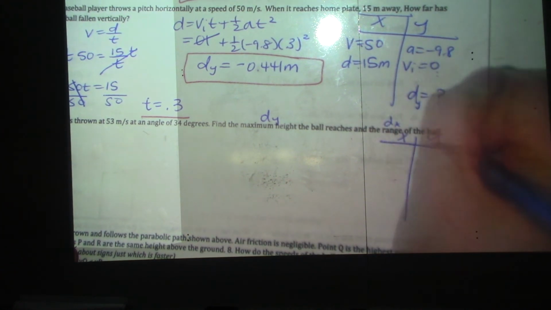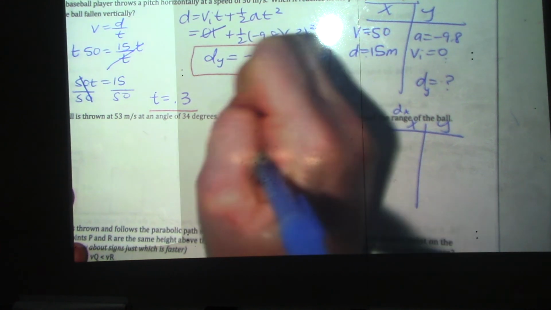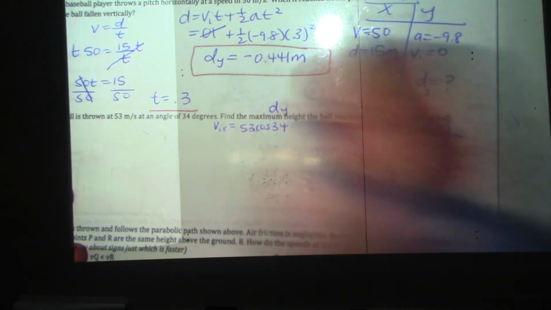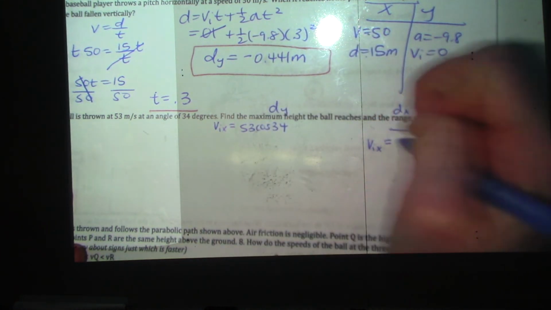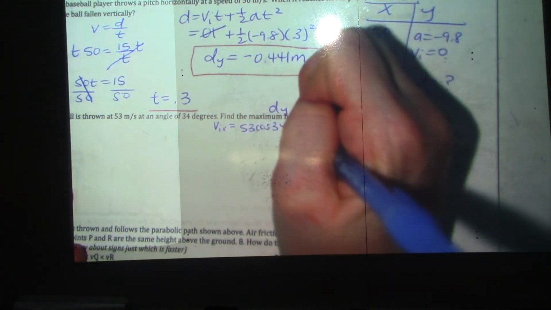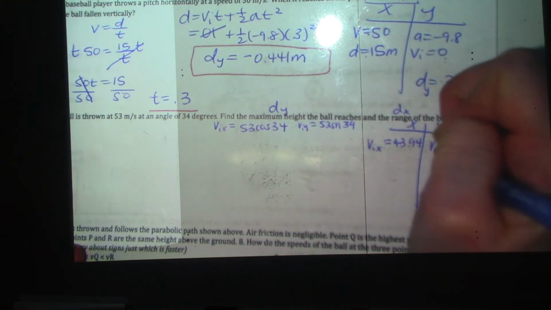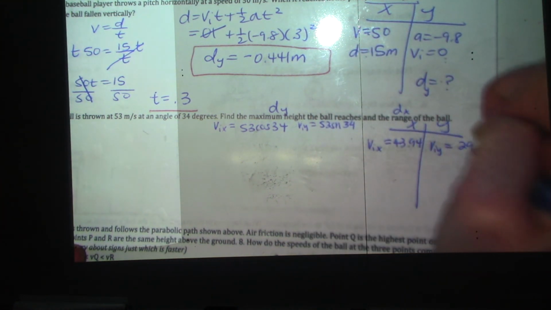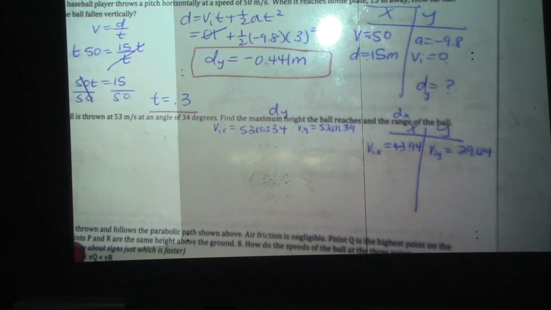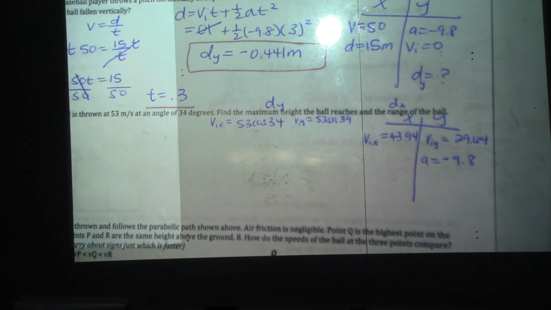This is an angled projectile, so the first thing I need to do is find VIX, which is 53 cosine of 34. That gives me an x velocity of 43.94. Then VIY is 53 sine of 34. That gives me an initial y velocity of 29.64. I can always put negative 9.8 for my acceleration, because we are talking about something in the air.